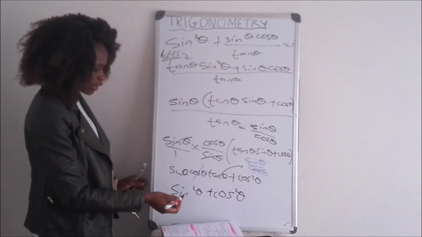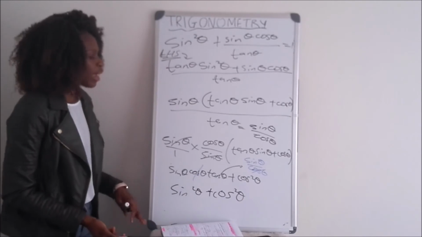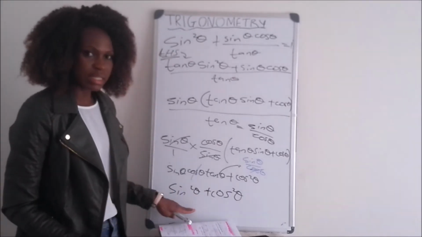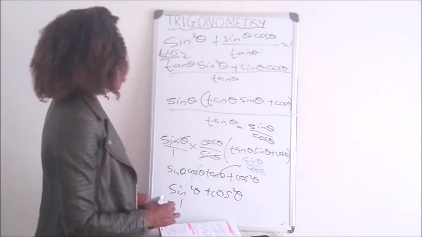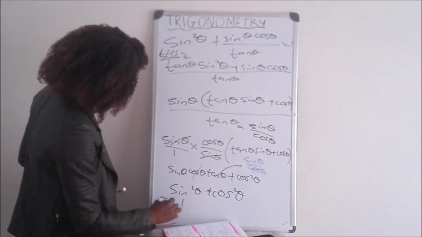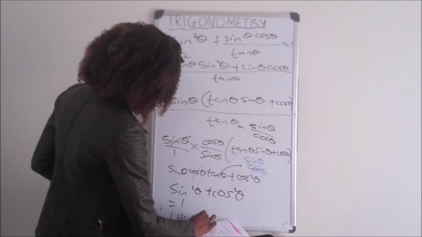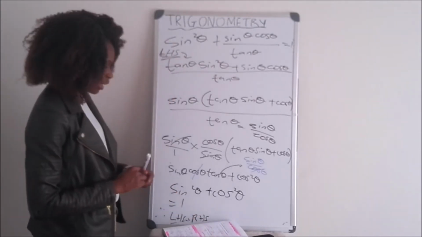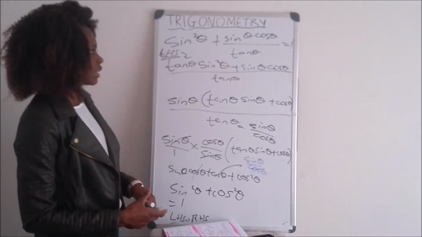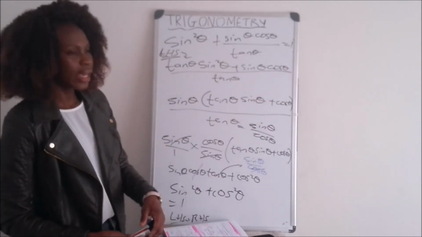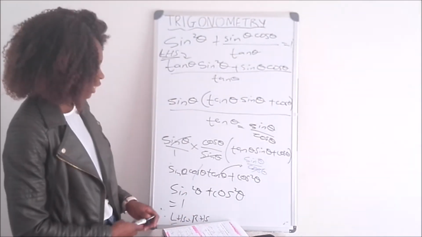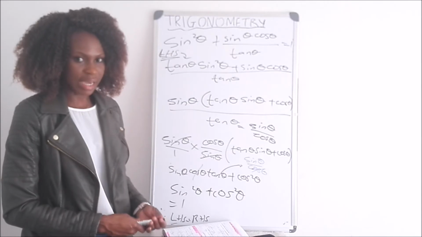Now we are left with sine squared theta plus cos squared theta, and we know that this is an identity which is equal to 1. Therefore our left hand side is equal to our right hand side. It is proven that the left hand side is equal to the right hand side, because the right hand side is equal to 1, and we also got 1 after simplifying the left hand side.